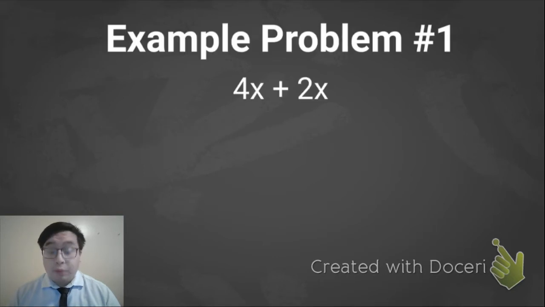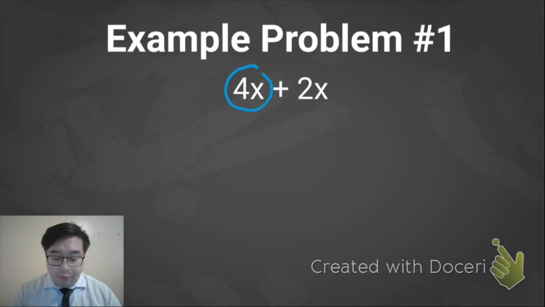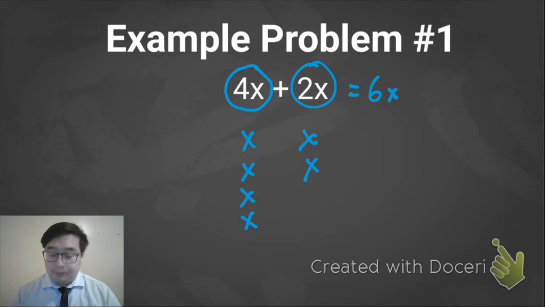So for example 1, here we have 4x plus 2x. Again, I like to think of these as individual parts, so when I see 4x, I like to think of this as having 4 of these x's, and when I have 2x, I like to think of these as having 2 of these x's, and when I combine like terms, I'm just going to count all these up, and I have a total of 6x.